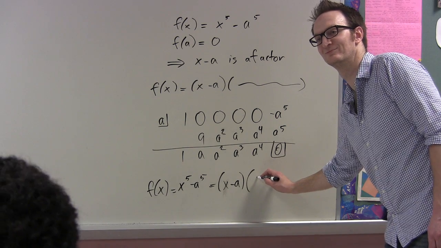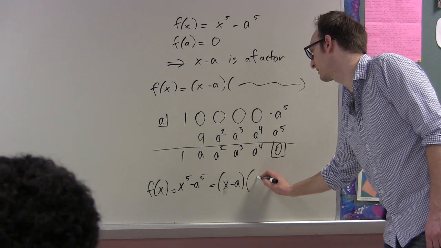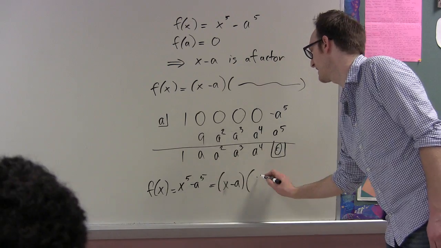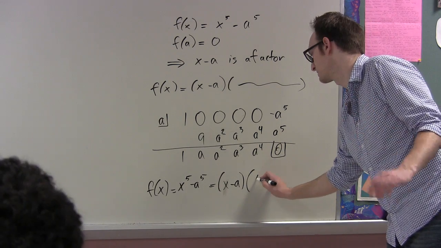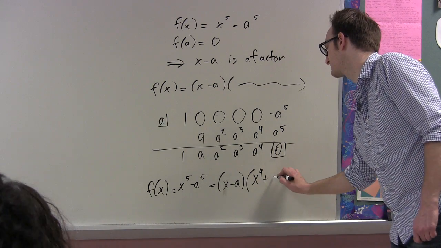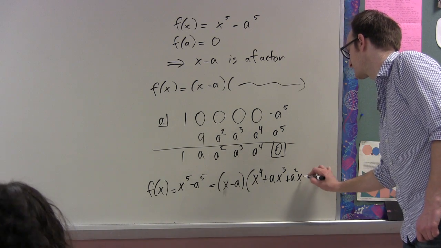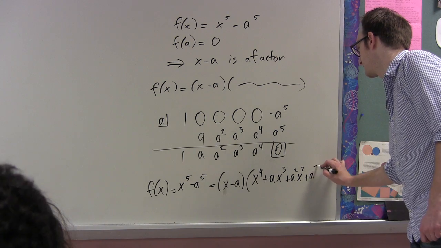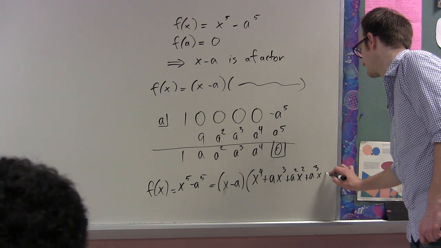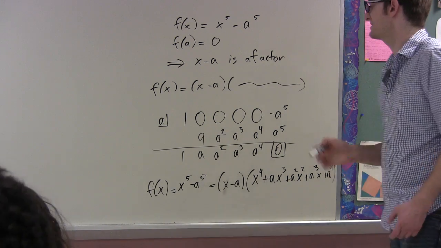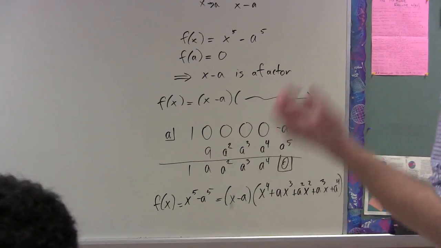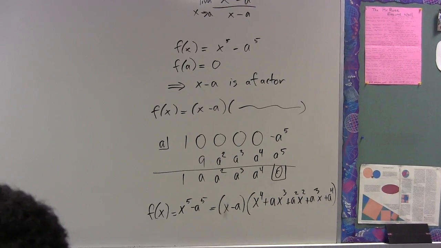No, careful. X to the fourth plus a x cubed plus a squared x squared plus a cubed x plus a to the fourth. So that's how you could derive a formula for the difference of fifths. Like there it is basically, right?